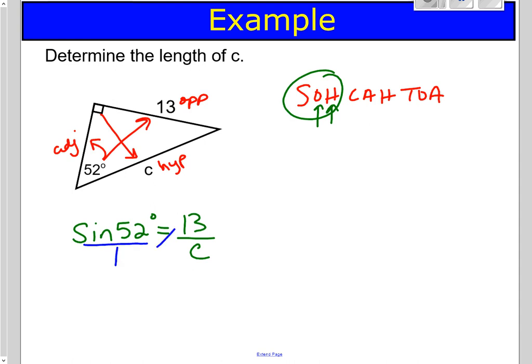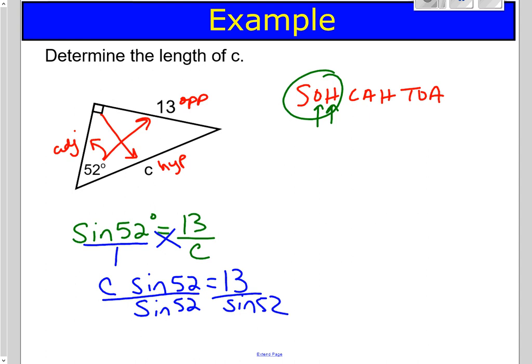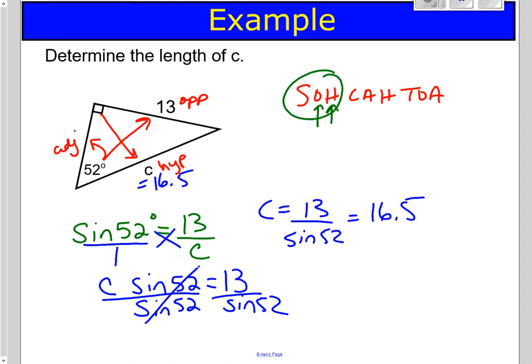Okay, we're still going to cross multiply. So I'm going to get C sine 52 equals 13. 1 times 13 is 13. Then I'm going to divide each side by the sine of 52 to get C all by itself. So C is going to equal 13 over the sine of 52. 13 divided by sine 52 equals, and I get 16.5.